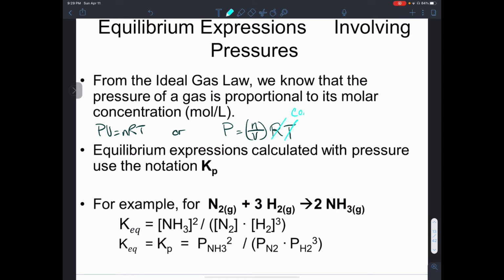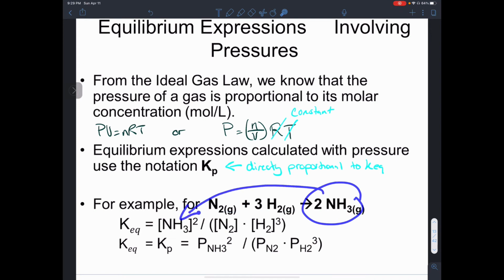T is constant because, as I told you, we're not typically going to be dealing with circumstances in which the temperature is changing throughout the course of the reaction. So that means that we can treat these almost as though they are the same. Kp is directly proportional to KEQ. Okay, and so that means the following expression is true. For the same type of reaction, we can put products with the superscript over reactants.